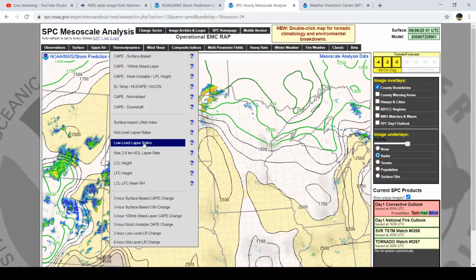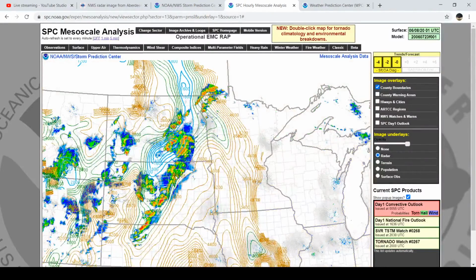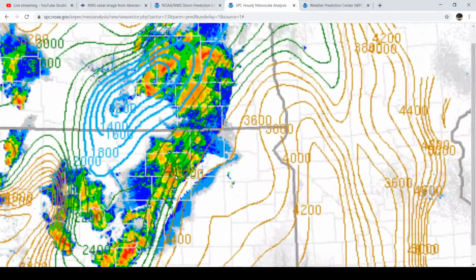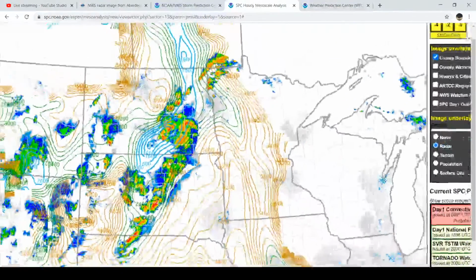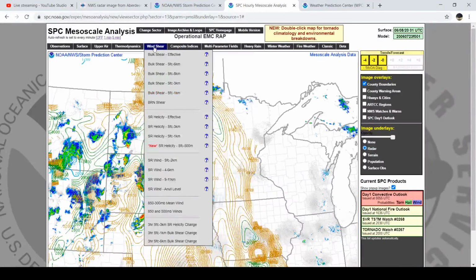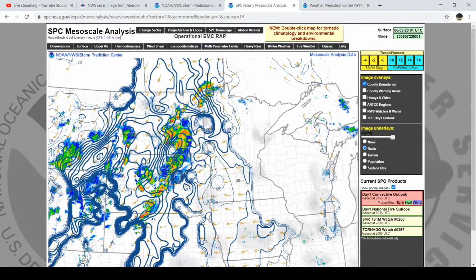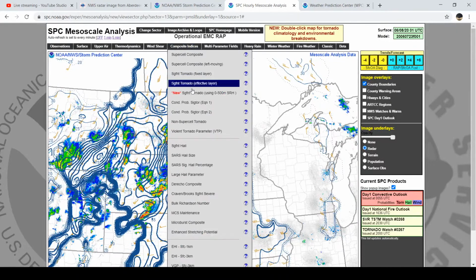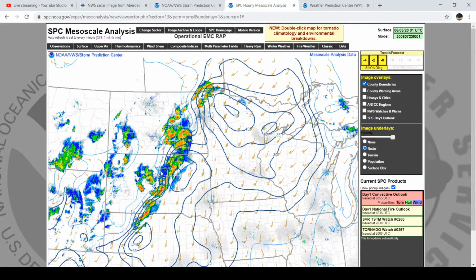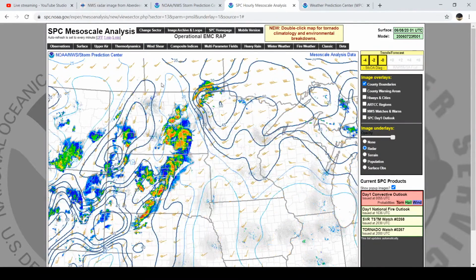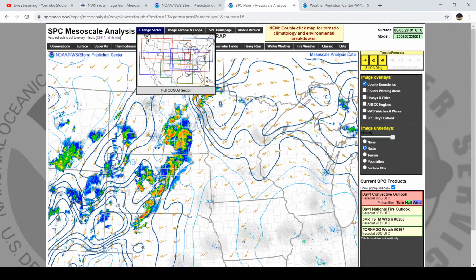And if we look at LSC, they're moderate. They're pretty close together, relatively speaking. But definitely plenty of effective bulk shear through this region. We can probably look at the surface 1 kilometer bulk shear. Definitely plenty of surface 0 to 1 kilometer shear. Definitely through where that tornado warning is occurring right now.